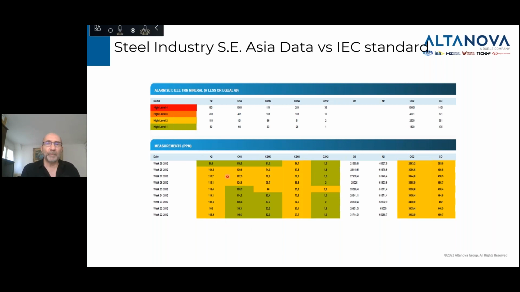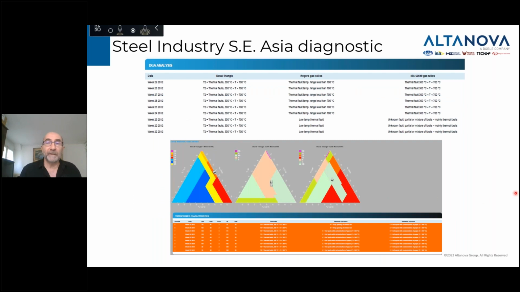You can see visually right away which gas has exceeded the condition 1 or condition 2. And then you put it in the different diagnostic tools. So what we've done is we put them in the Duval triangle, the Rogers gas ratio, and the IEC 60599 gas ratio. And as I said earlier, when you look at those 3 different diagnostic tools, depending on the measurement time, but mostly all of them come to the same conclusion, that you have some kind of a thermal fault between 300 and 700 degrees.